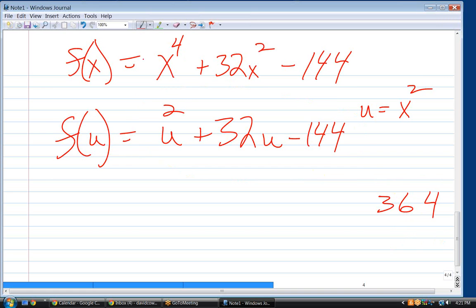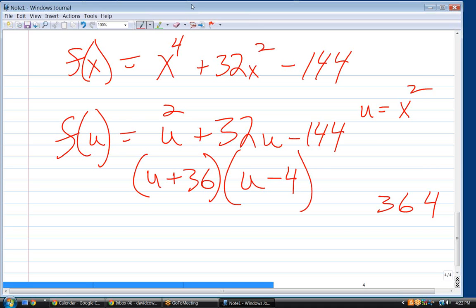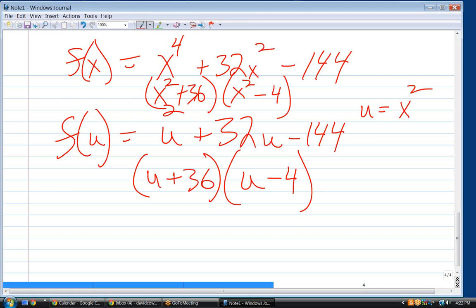36 and 4 work. So if I was going to factor this quadratic in u, it's u plus 36 times u minus 4. Right? Okay. Well, now let's go back and resubstitute. Instead of u, it's x squared. So it's x squared plus 36 times x squared minus 4. Now, do you see what I've done to do this problem?